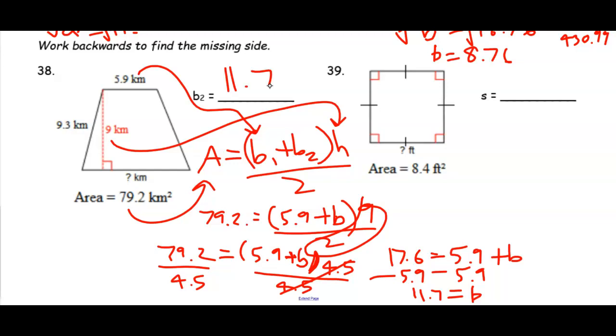All right, and then over here, 8.4 equals side squared. Your last step, just got to get rid of that squared. Square root of 8.4, which is 2.89, which actually rounds up, so 2.9 equals S.